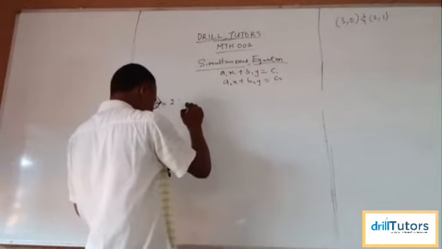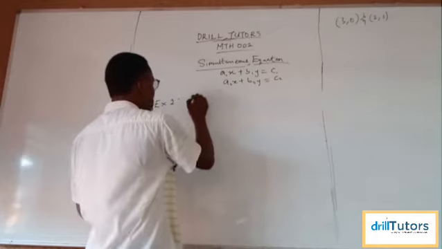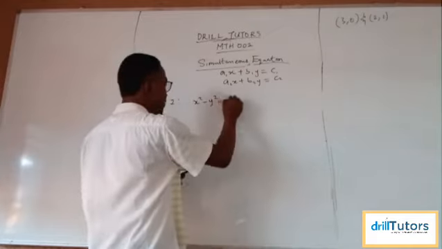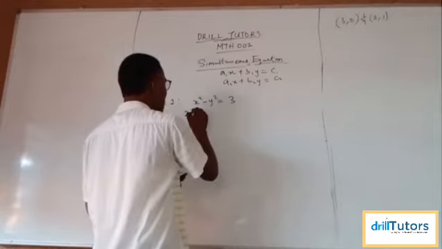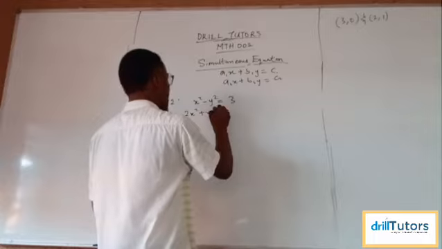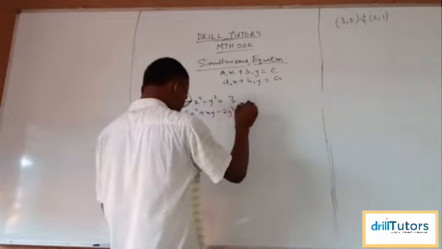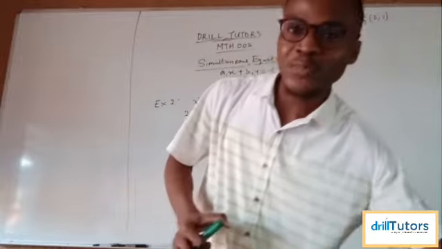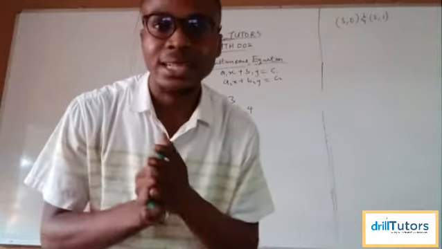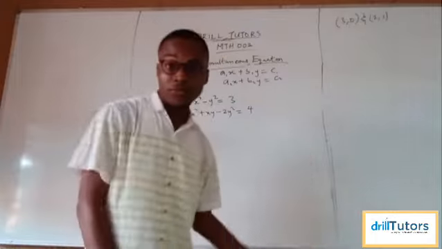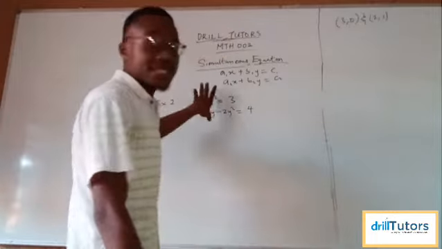Now for the second question, if I give you x squared minus y squared equal to 3 and 2x squared plus xy minus 2y squared equal to 4, how do you get a solution to this problem? It is not hard. Are you getting it? Some of you are scared already. It is very simple. You will see for yourself now how simple this is.